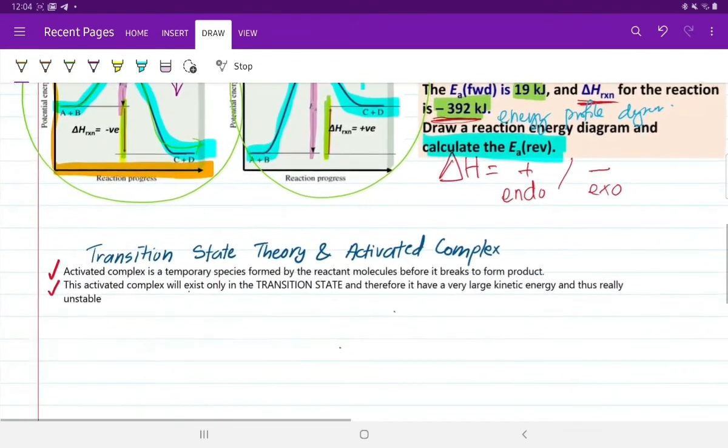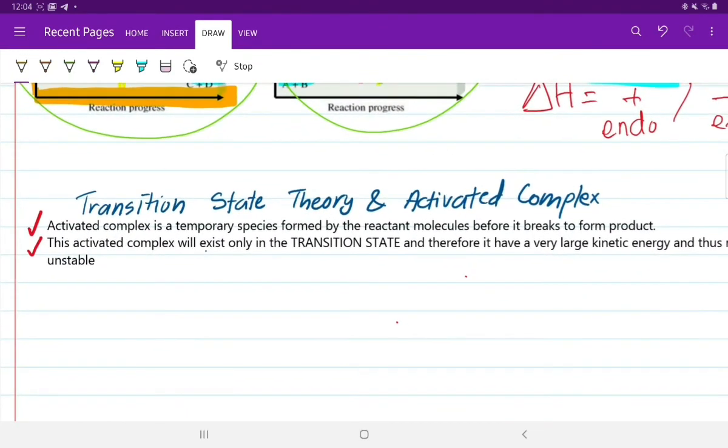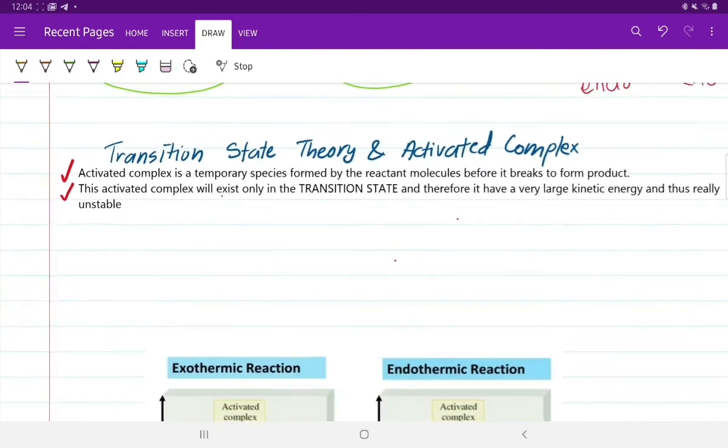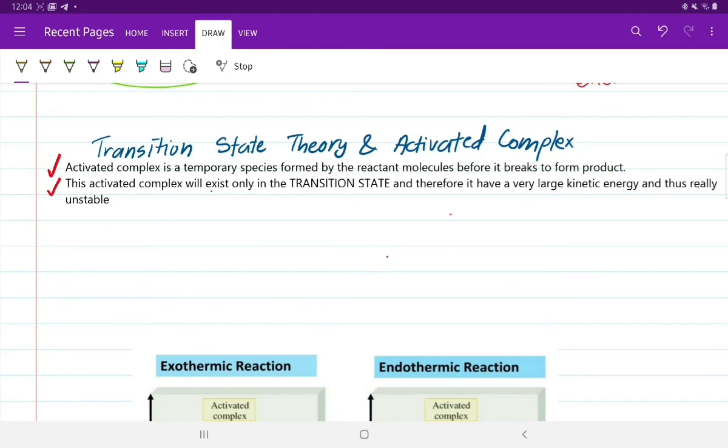So let's now move forward to the transition state theory and activated complex, which you can see in the energy profile diagram. So what is activated complex? Activated complex is a temporary species which is formed by the reactant molecules before it breaks to form product. At this state, a bond is about to break between the reactants, and at the same time a bond is about to form between the products. Since this activated complex is just a temporary species, it only exists at the transition state.